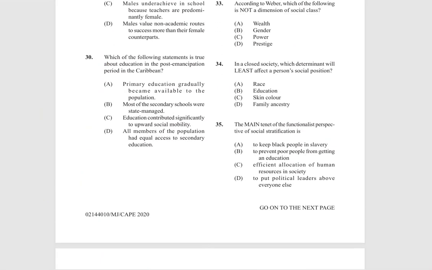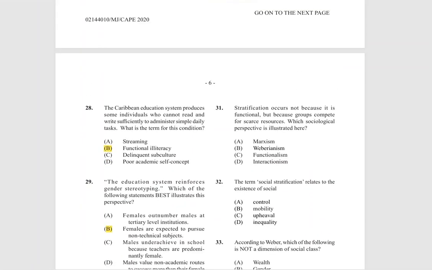Which of the following statements is true about education in the post-emancipation period in the Caribbean? A. Primary education gradually became available to the population. B. Most of the secondary schools are state managed. C. Education contributed significantly to social mobility. Or D. All members of the population have equal access to secondary education. We're going to say A. Primary education gradually became available to the population.